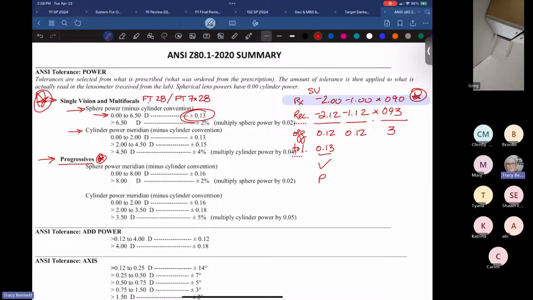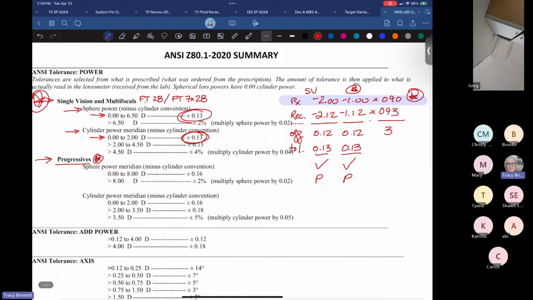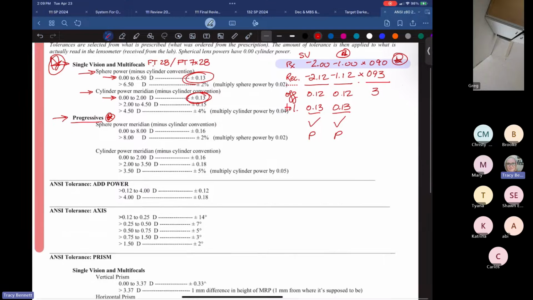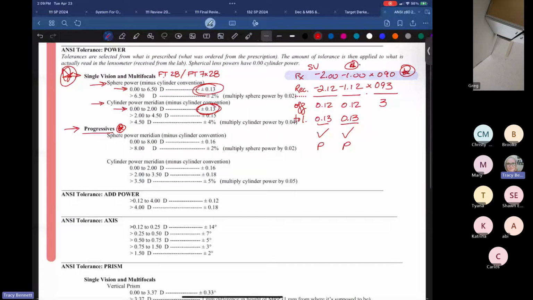But then I look for my cylinder, and I got -1, so I'm in that 0 to -2. And again, I'm allowed that 1/3, so yes, that passes. And then when I'm looking into my axis, I want to, again, use that cylinder value. So I'm going to look up a -1, and that puts me in that greater than 75 up to 150. And I'm allowed 3. So this all passes.